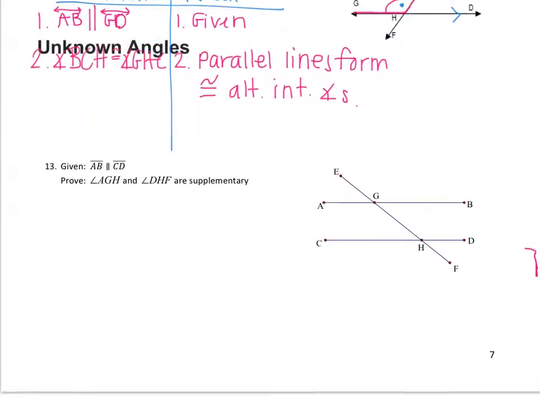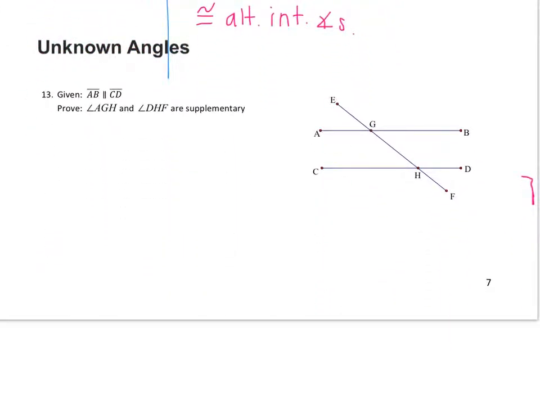Our second proof, again, gives us parallel lines. AB is parallel to CD, and these are actually segments. They have endpoints. And our goal here is to prove that angle AGH is supplementary to angle DHF. So you can see that these are neither corresponding, nor alternate interior, nor alternate exterior, nor same side interior. So we actually really have to look at this proof.